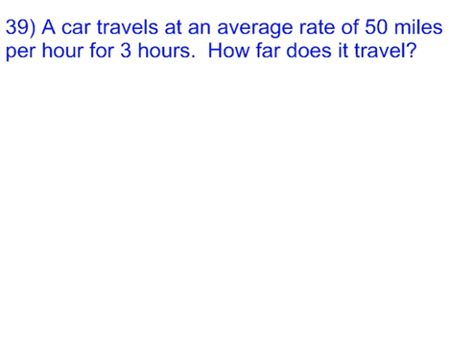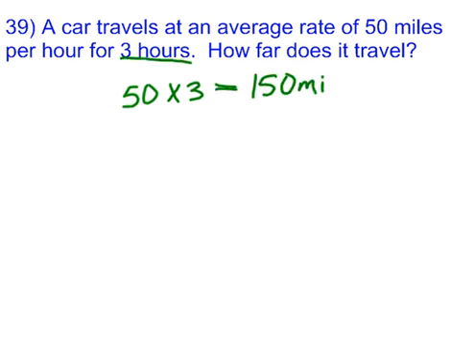Problem number 39. A car travels at an average rate of 50 miles per hour for 3 hours. How far does it travel? Well, we know that it's doing 50 miles per 1 hour. So that's 50 miles times 3, because it did it for 3 hours. 50 miles times 3 is 150 miles. And remember, your story problems have to have labels.